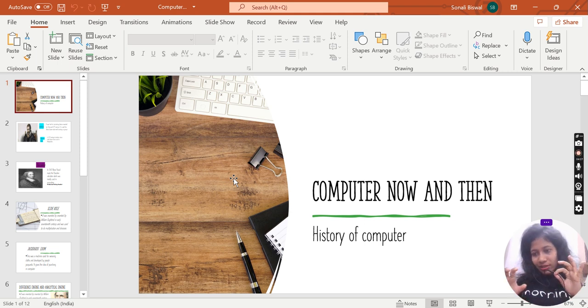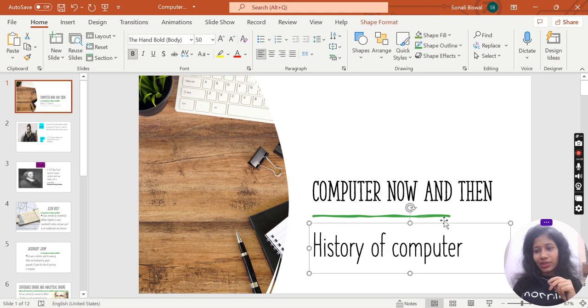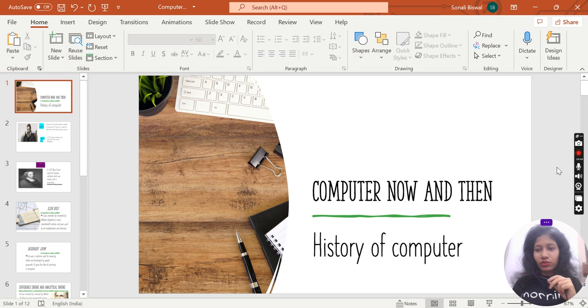So what is the summary? Computers make our life easy, not only by making calculation easy but also by improving our lifestyles. Computers have also grown in size, appearance and technology. Now we'll see the history of the computer.